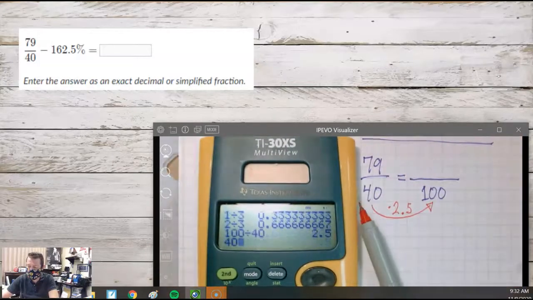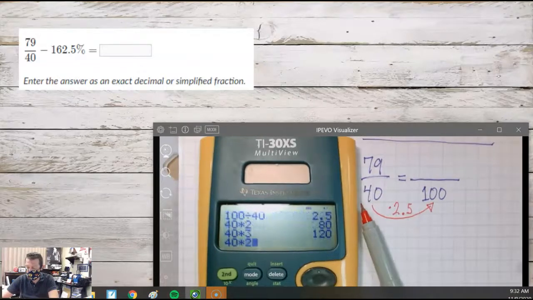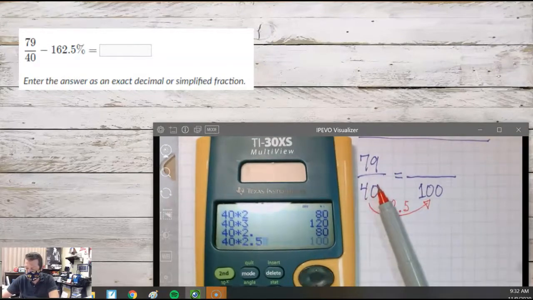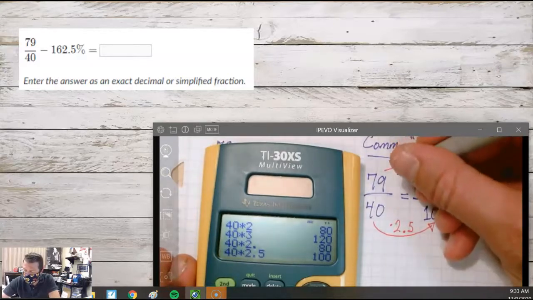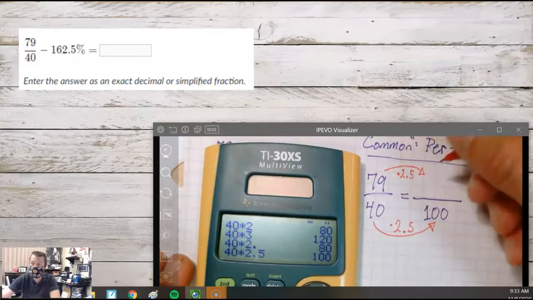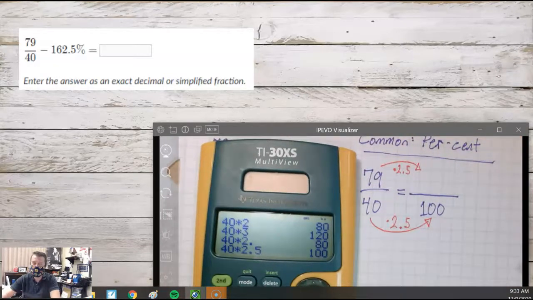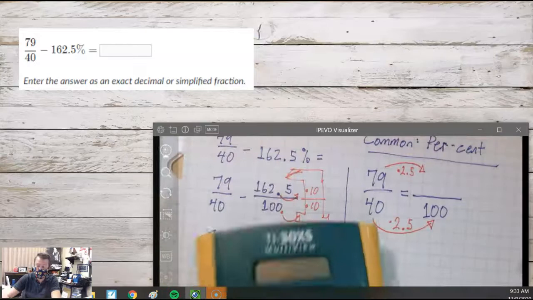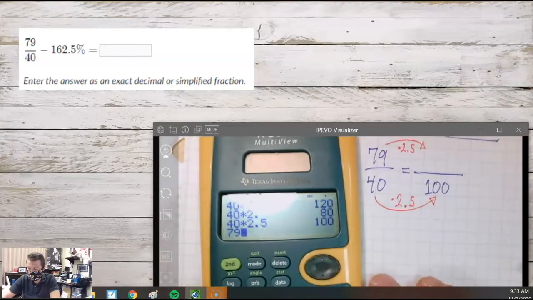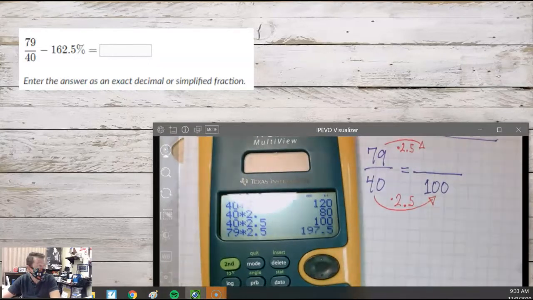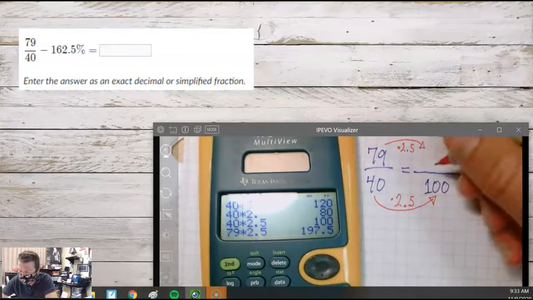Now, you could also just play with multiplication in your calculator. You could say 40 times 2, 40 times 3. Oh, that didn't work. So 40 times 2.5. There it is. So we have to do the same on top. Still, I'm using a calculator. I'm not saying that you could do this without a calculator. All of you should have a calculator either on your phone or a handheld one like this. So if we do 79 times 2.5 to do the same thing that we did on the bottom, we get 197.5.